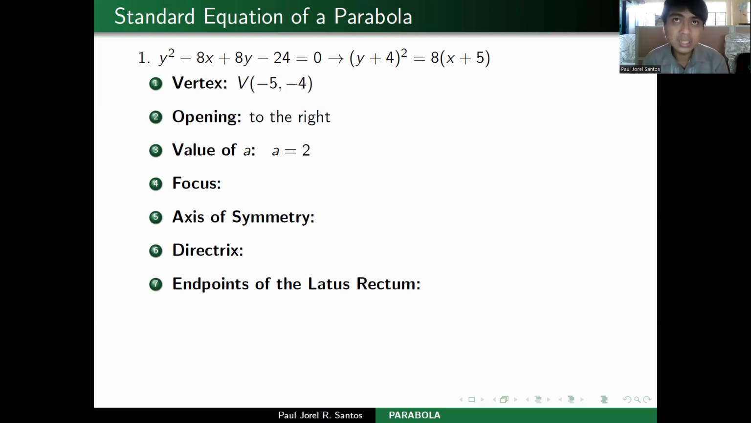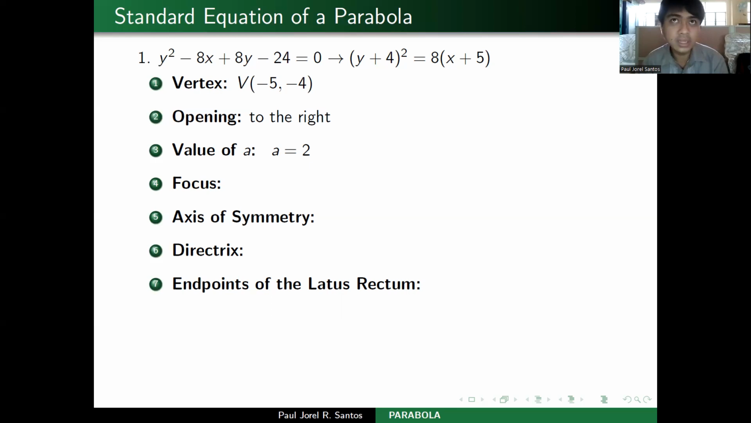But in this case, you have to take note that h and k here is no longer 0, 0, unlike the first example or the first two examples that I have. Okay, h here is negative 5 and k here is negative 4. And our a here is 2.